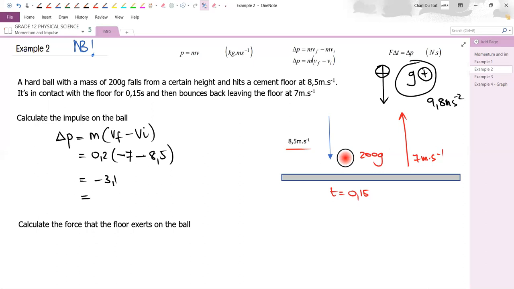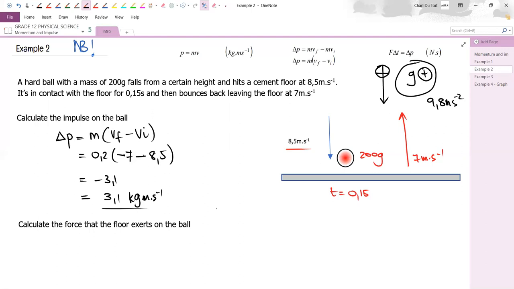Okay, I'm just going to continue. The answer is 3.1. You can use newton seconds or you can use kilogram meters per second. If you have the facilitator's guide, just make sure that you choose the unit that they're using. That's always very good, because my experience with IMPAC is the following.